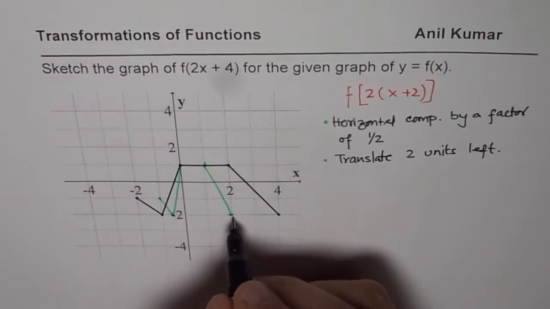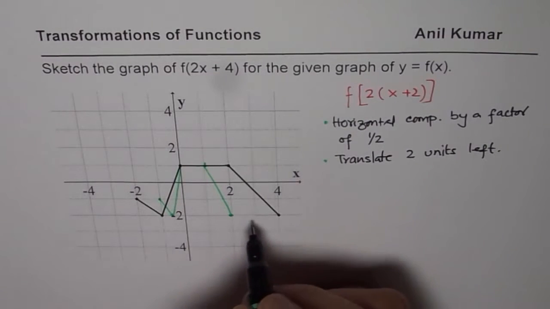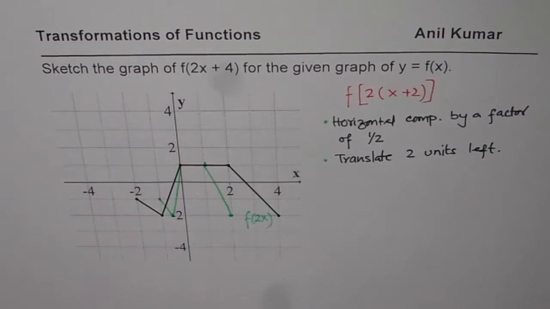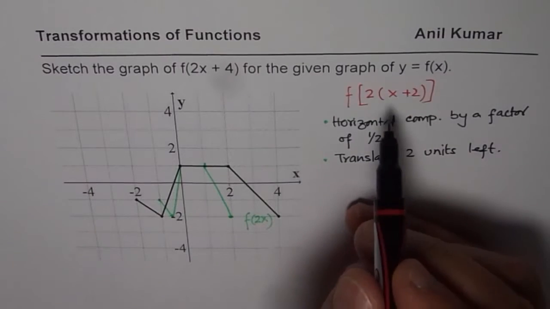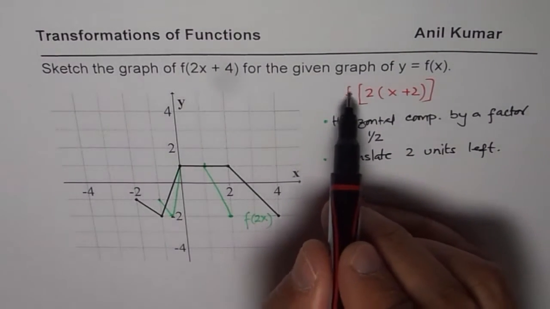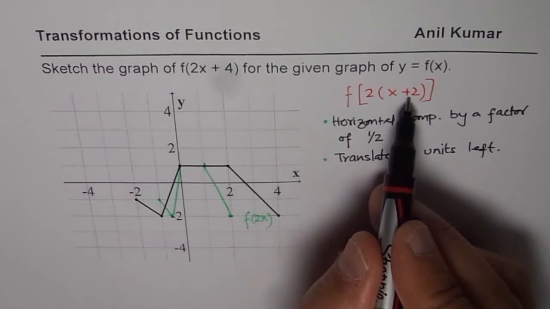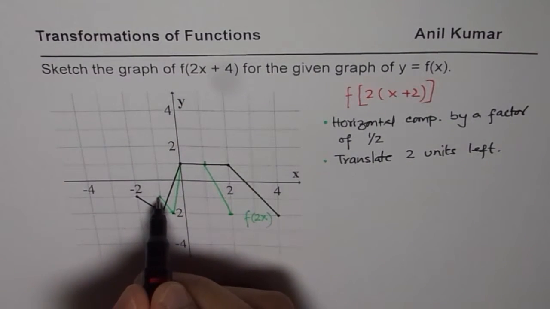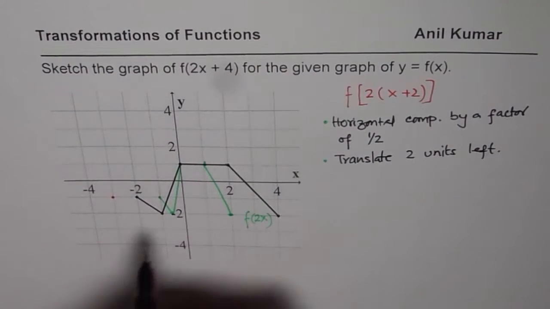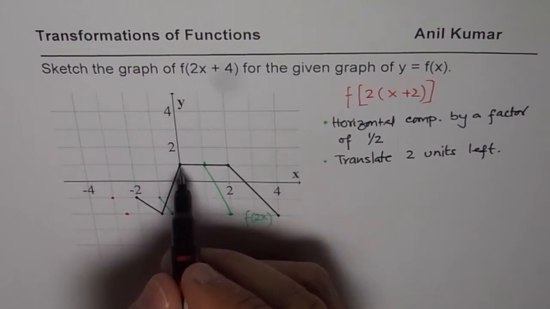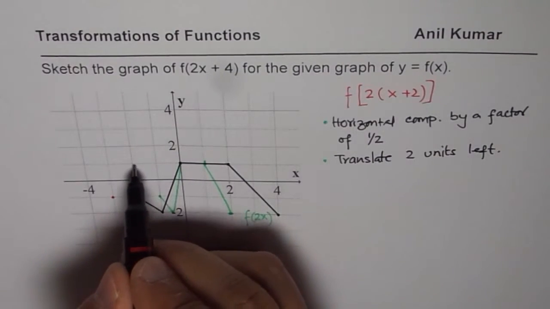So what we have in green color here is the function f(2x). Do you get the idea, right? So that is f(2x). Now we will shift this and sketch the final function f(2(x + 2)). That is, we have to move each point 2 units to the left. If I move this 2 units to the left, instead of minus 1, this point will come at minus 3. And this one, 2 units left, will be there.